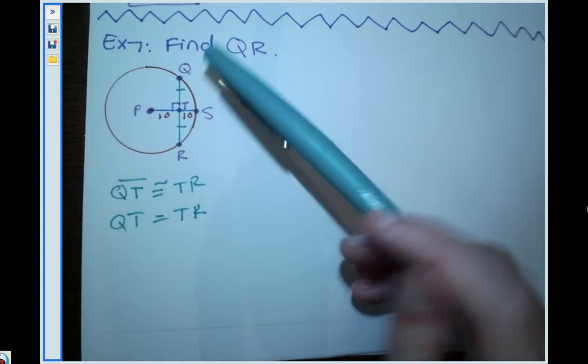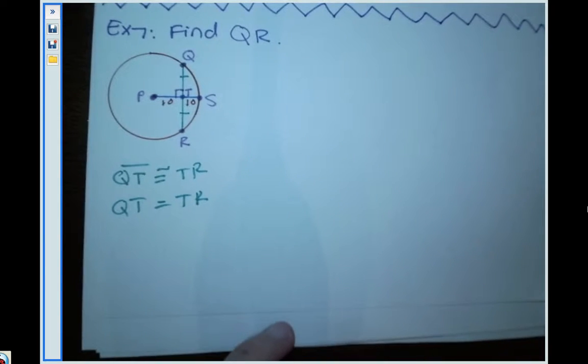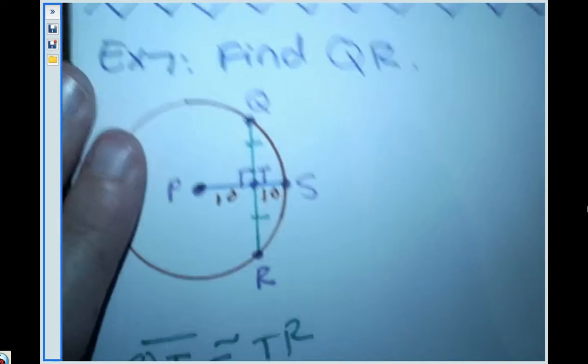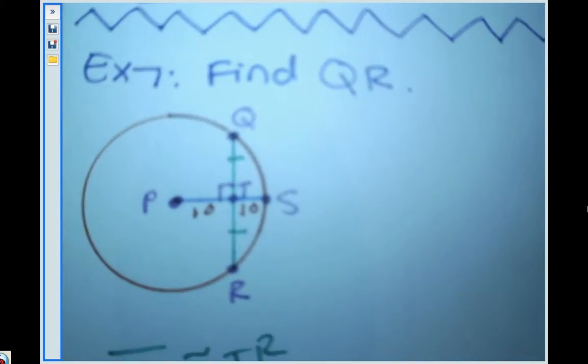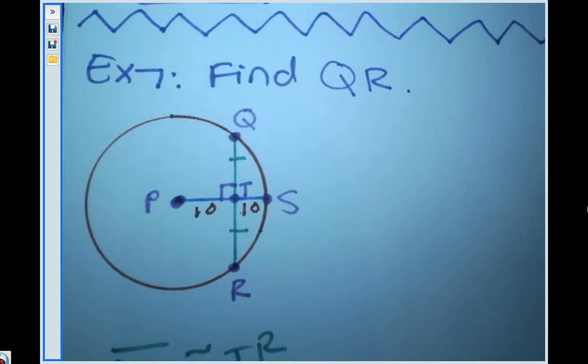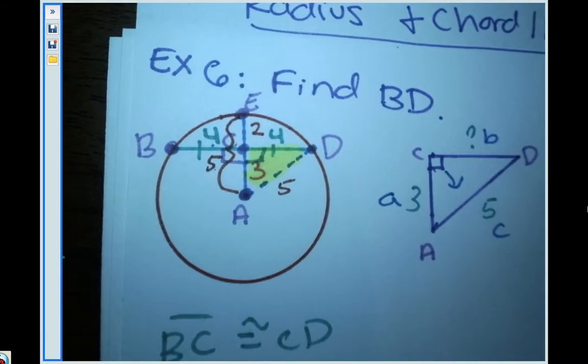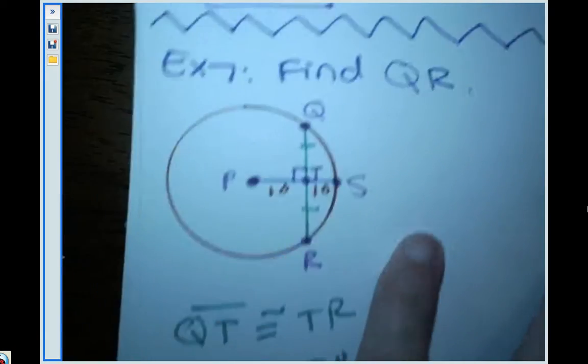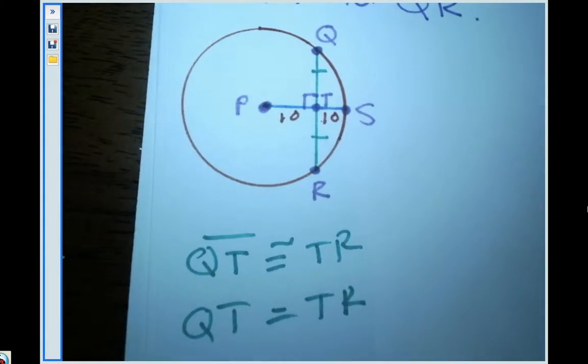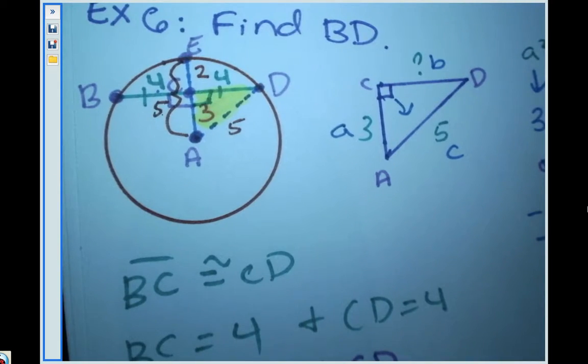I don't know either of those segment lengths, which is sad. But do you see anything in my picture that could help me? Well, I have my radius. I have a 90-degree angle. This one had a triangle drawn in for us. So maybe if I drew my own triangle, it would look very similar to this one.